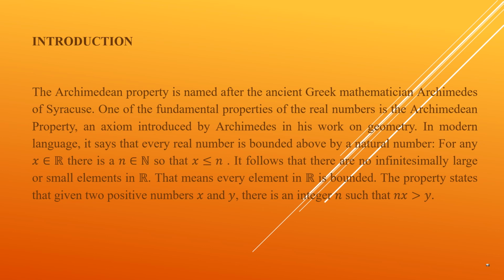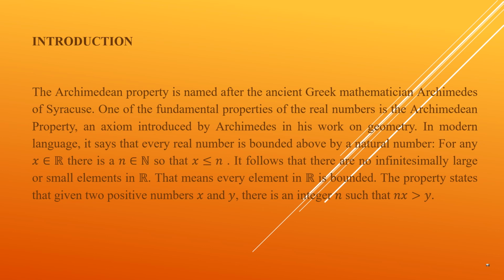Introduction. The Archimedean property is named after the ancient Greek mathematician Archimedes of Syracuse. One of the fundamental properties of the real numbers is the Archimedean property, an axiom introduced by Archimedes in his work on geometry. In modern language, it says that every real number is bounded above by a natural number. For any x belonging to R, there is a natural number n so that x is less than or equal to n. It follows that there are no infinitesimally large or small elements in R. That means every element in R is bounded.